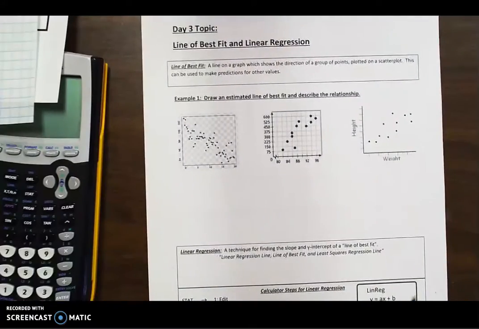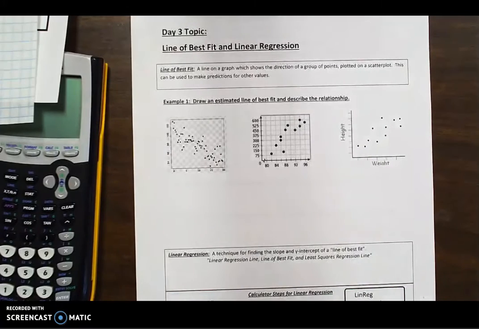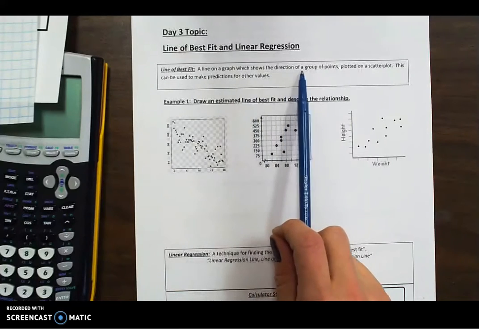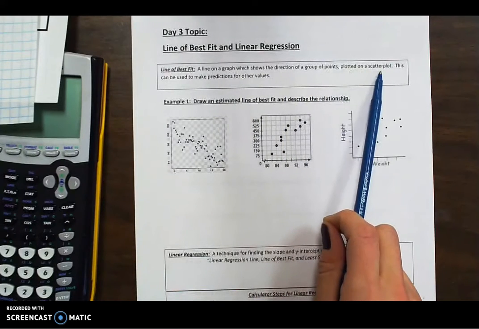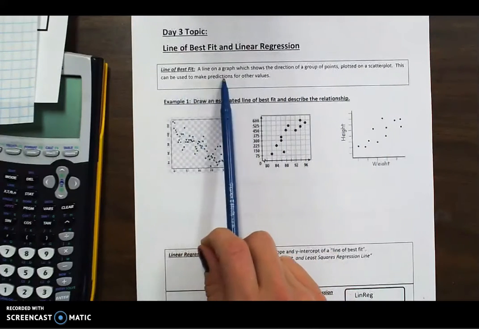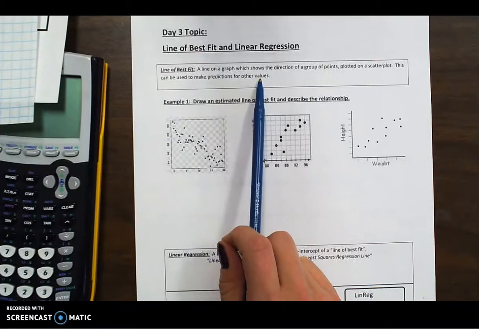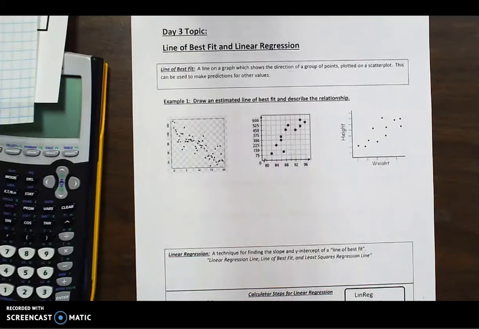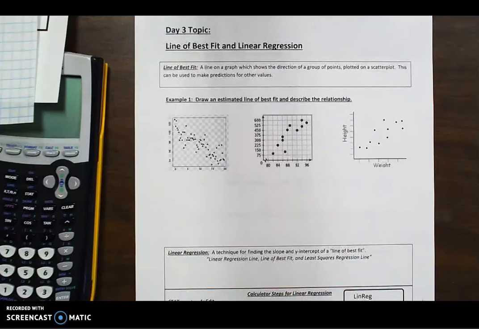Well, let's first define what a line of best fit is. A line of best fit is a line on a graph which shows the direction of a group of points plotted on a scatter plot. This can be used to make predictions for other values. All right, so in order to draw a line of best fit, there has to be a correlation for the data, and it has to be a linear correlation.